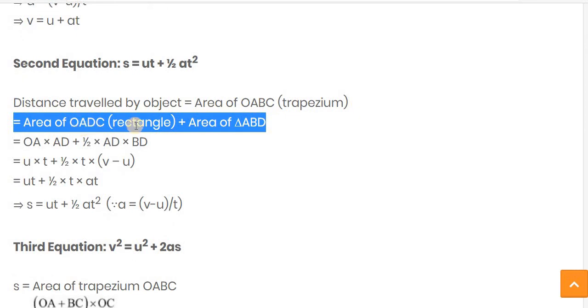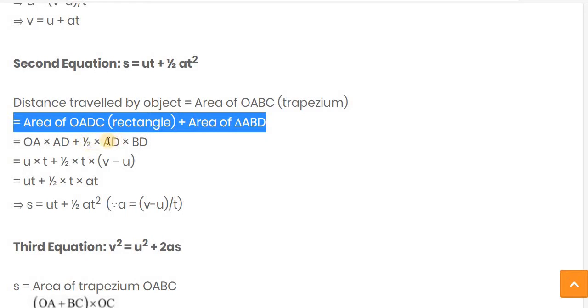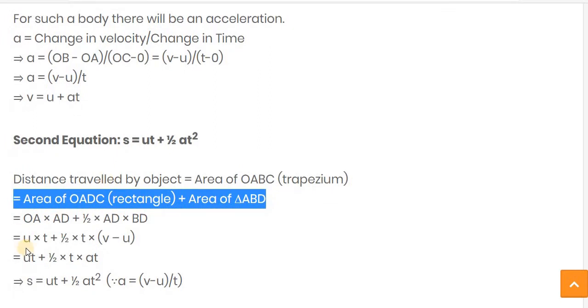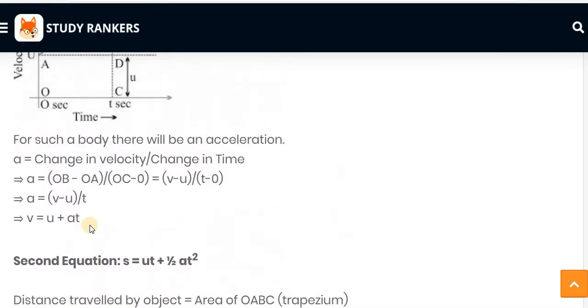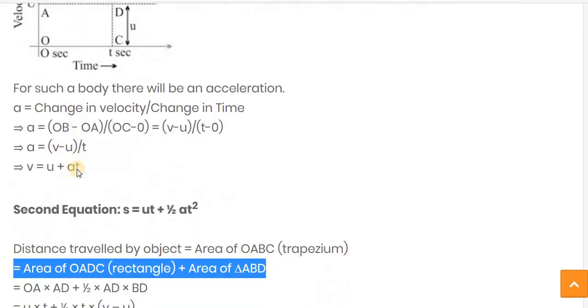So the area of rectangle OADC is length into breadth, that is OA into AD, plus the area of triangle ABD, which is 1/2 into base into perpendicular, here the base AD into BD. Now let's see the OA value. OA is the initial velocity, that is u. So instead of OA, we write u, and AD is parallel to OC, which is t. So instead of OC, we write t.